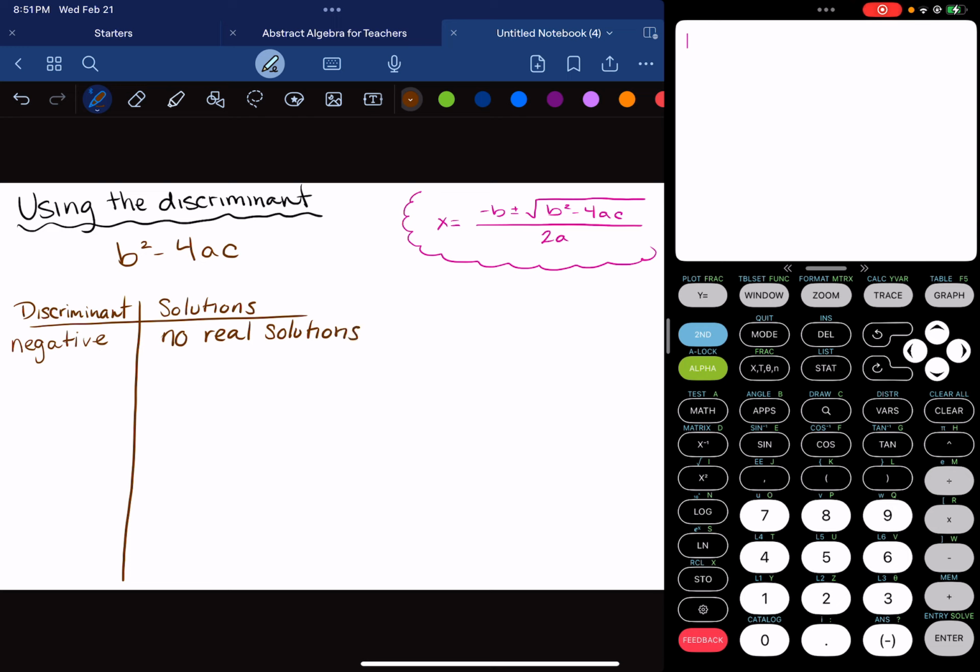Okay? When the discriminant is equal to 0, that means that we have one solution. And then when we have a positive discriminant, that means we have two real solutions.